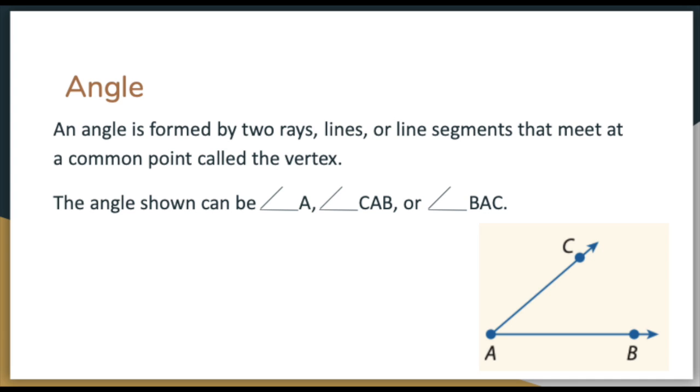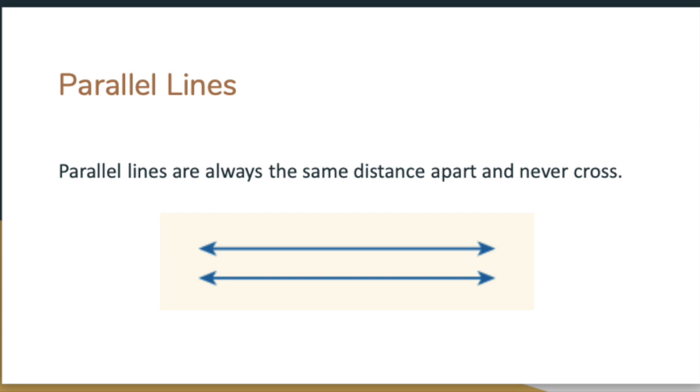So we can be talking about angle A here, we can be talking about angle CAB, or we can be talking about angle BAC. Those are all the options of angles that picture depicts. We have parallel lines, and parallel lines never ever cross. You cannot draw them freehand because we are humans, we are not perfect, and our lines will always be slightly askew, slightly crooked. So parallel lines don't ever meet, and they are always the same distance apart.